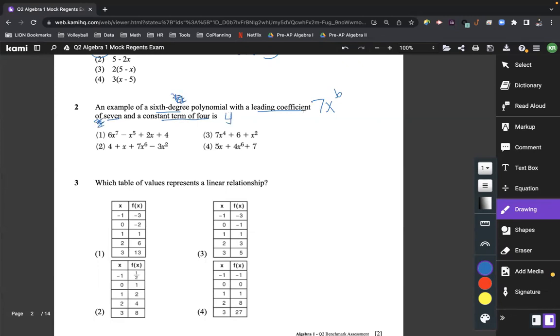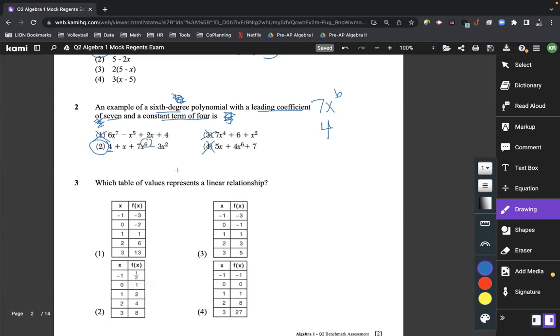So you need one of these expressions to have a 7x to the 6th and a 4. This one doesn't have it, this one doesn't have it, and this one doesn't have it. This is the only answer that has a leading coefficient of 7 that is to the 6th degree and a constant of 4, even though it is not in standard form.